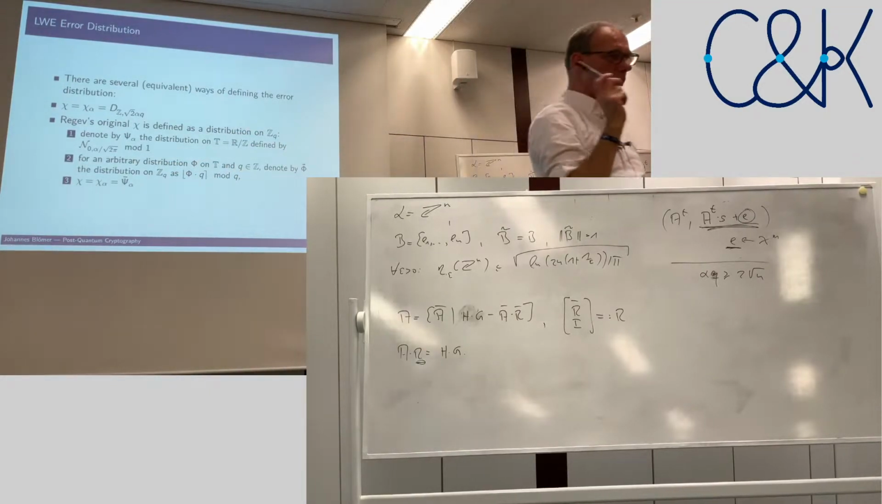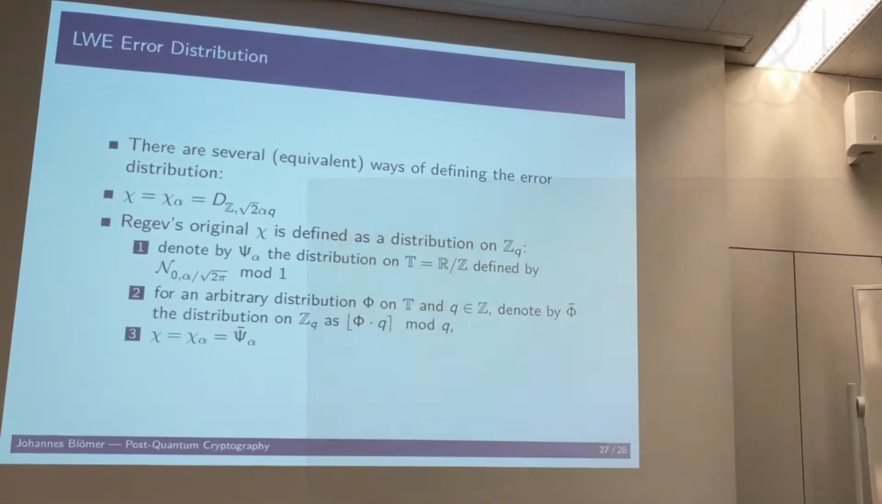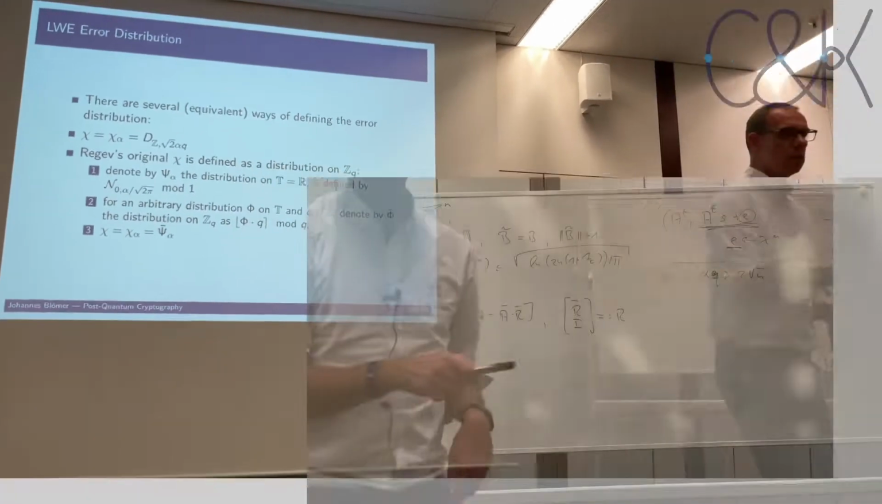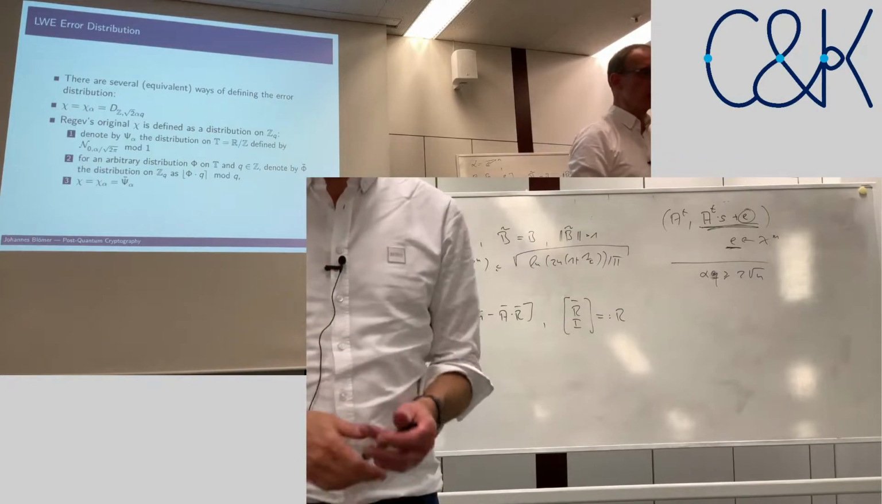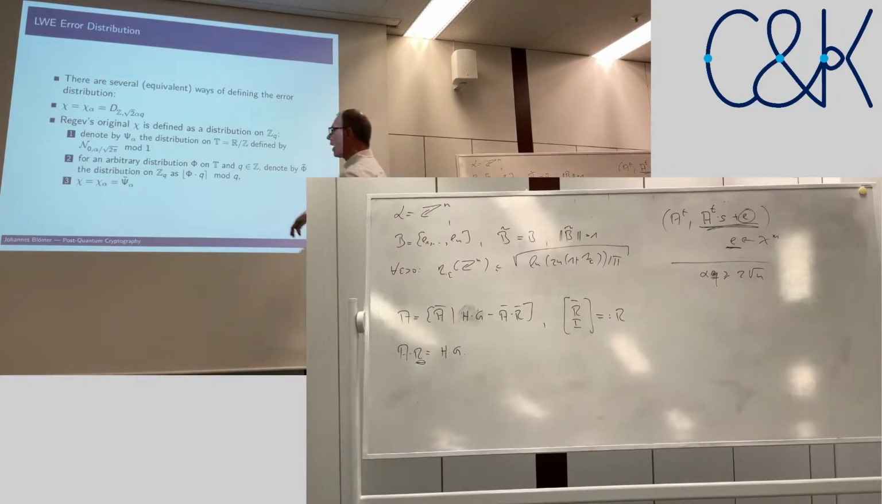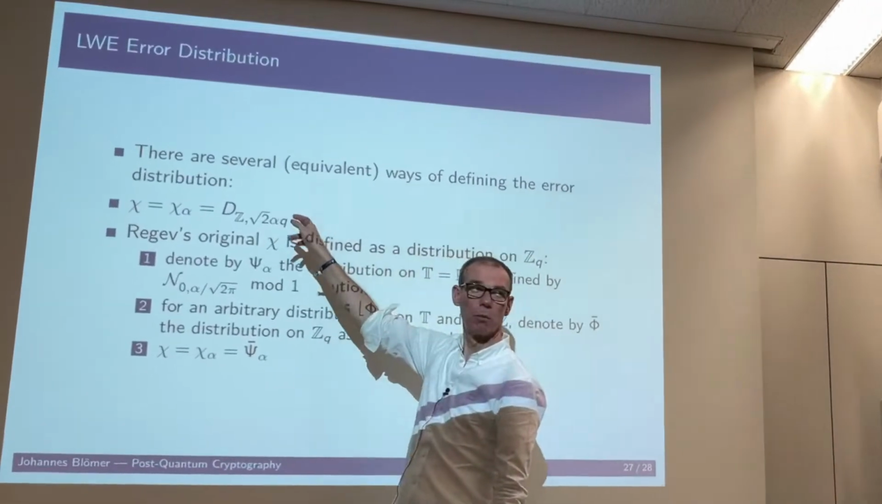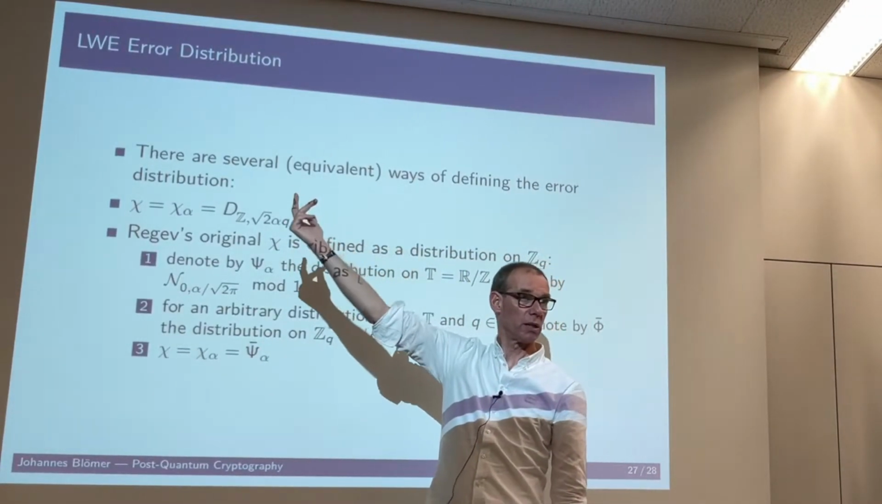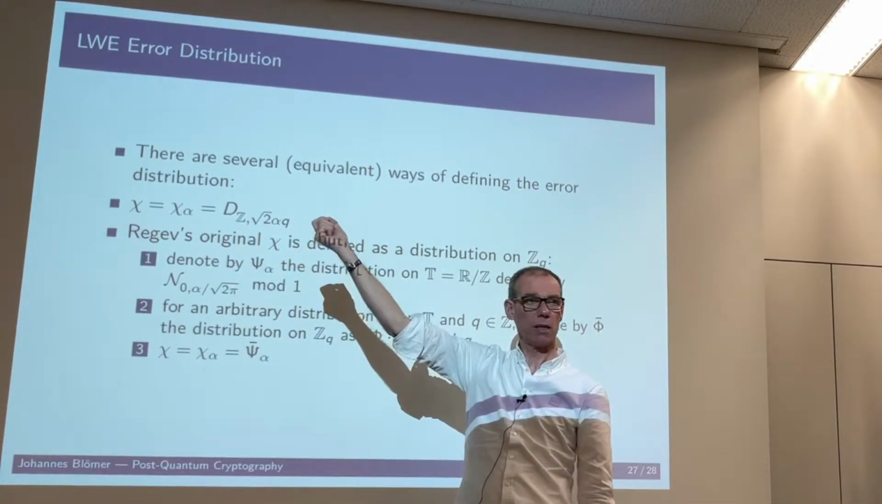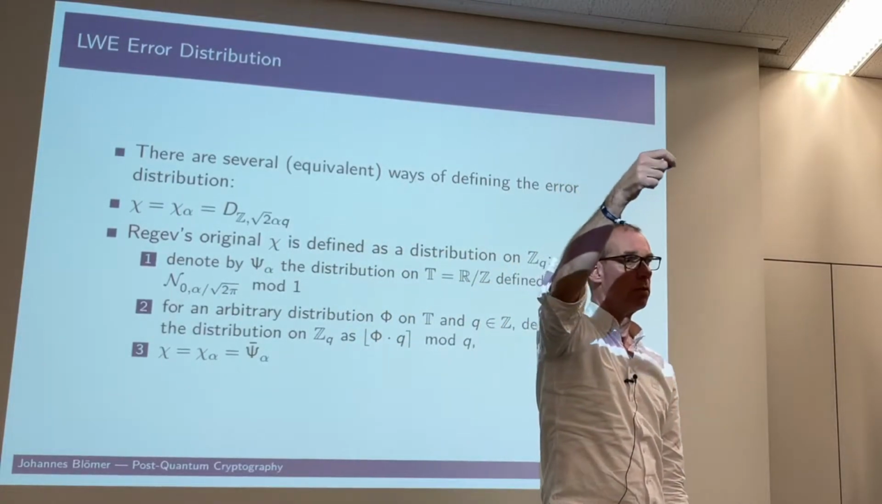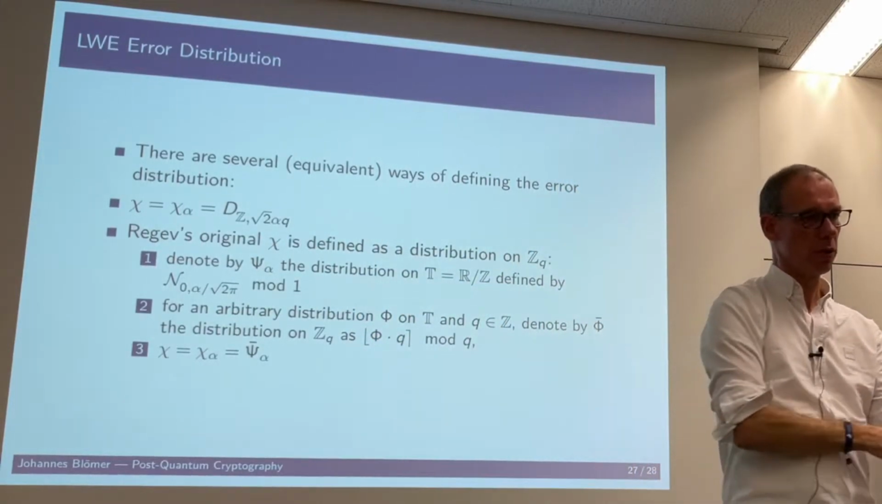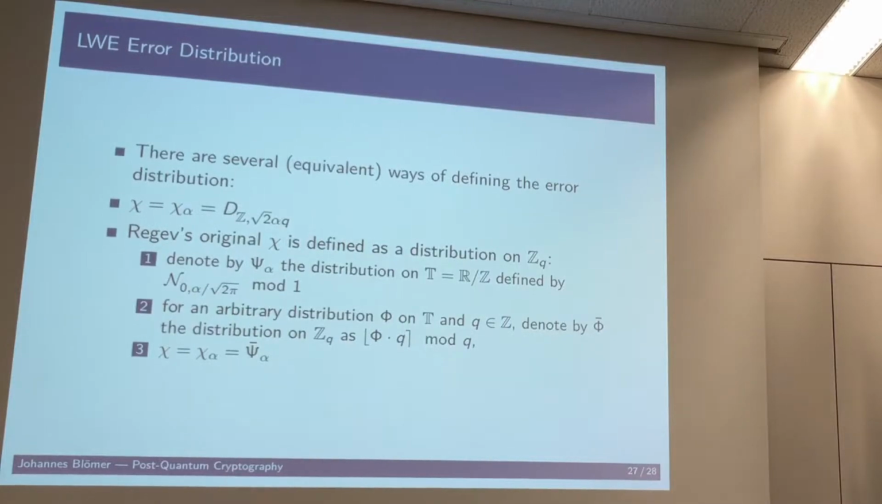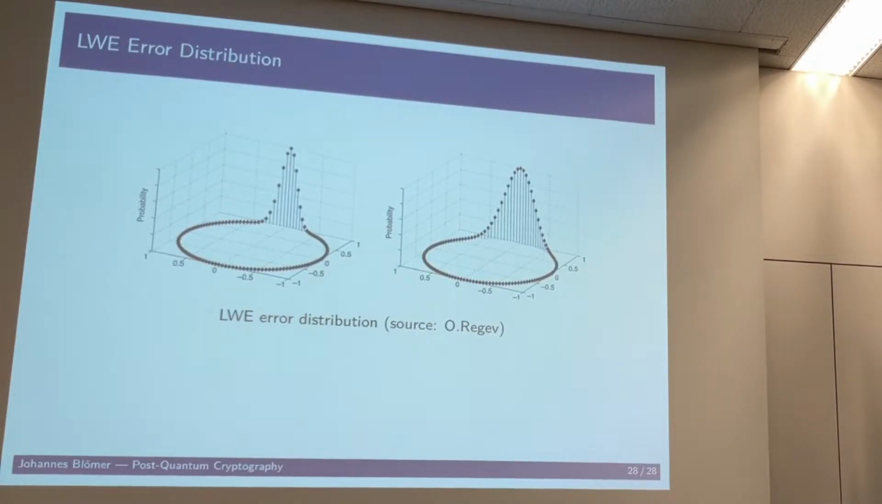This is already a discrete distribution. So it's Z. In fact, what we usually do is we take this to be Z, this thing modulo Q. We take this as a distribution on Z, and then we reduce modulo Q. Pick it from this modulo Q. And if you do that, you actually get something like this.